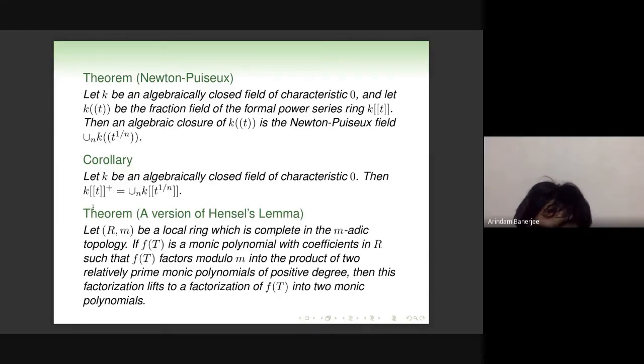Are the statements clear? Statements of all three? I'll go to the next slide.